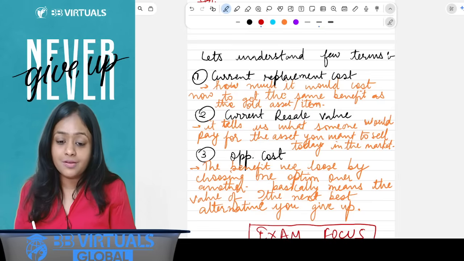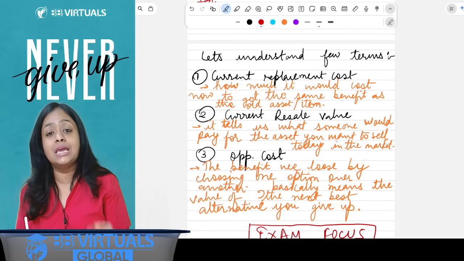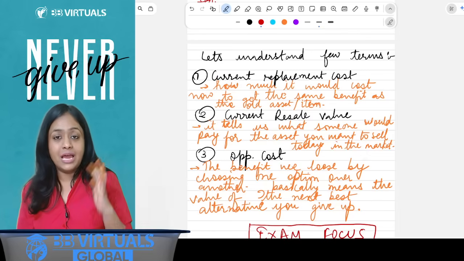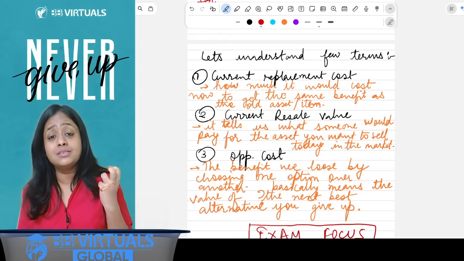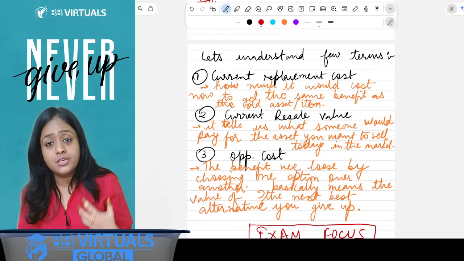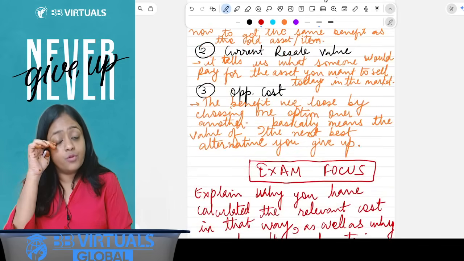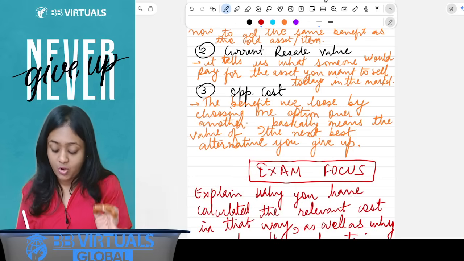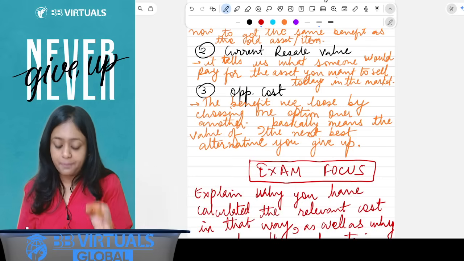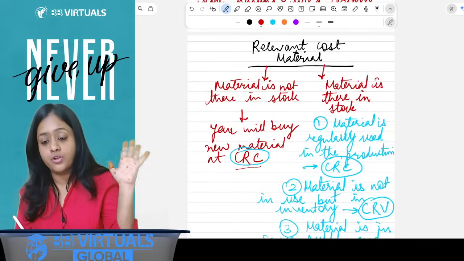Next, what is the current resale value? It tells us what someone would pay for the asset that you want to sell today in the market. In the same condition and same location, what is the other person ready to pay? Opportunity cost, like I've already explained, is the benefit that we lose by choosing one option over another. It simply means your lost contribution. Always remember it as lost contribution.